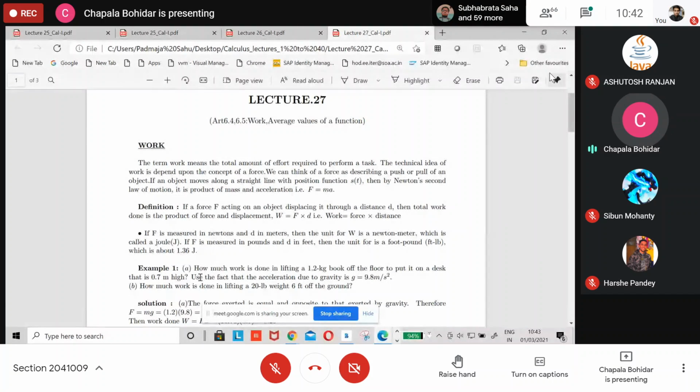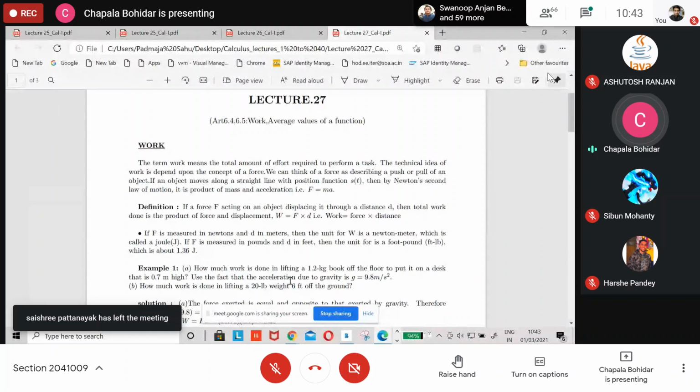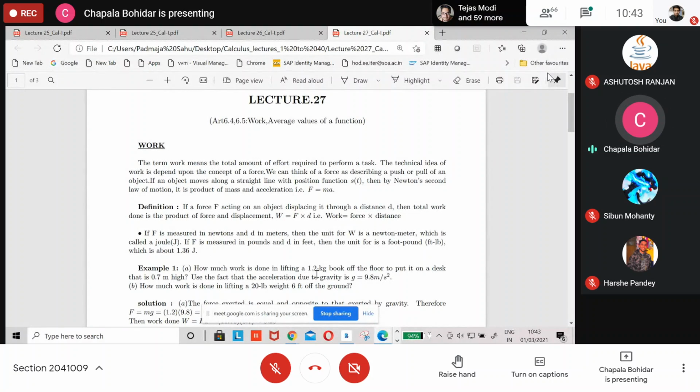Okay. Now example 1. How much work is done lifting a 1.2 kg book off the floor to put it on a desk that is 0.7 meter high? Use acceleration g equal to 9.8 meter per second square. What will we do here? Mass is given. First find the force F, which is mass into acceleration: 1.2 kg into 9.8 meter per second square. So force is equal to this.